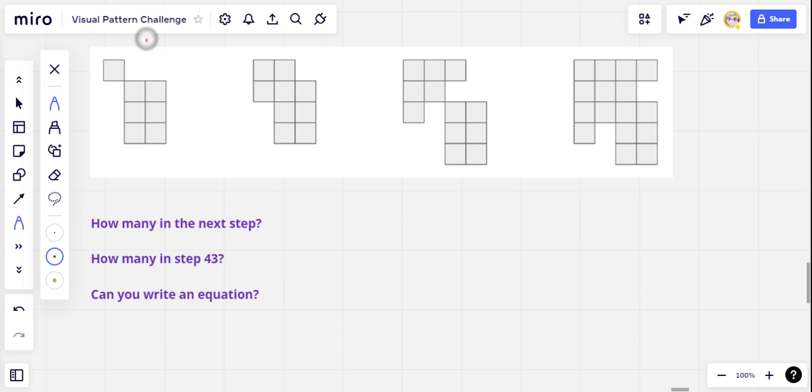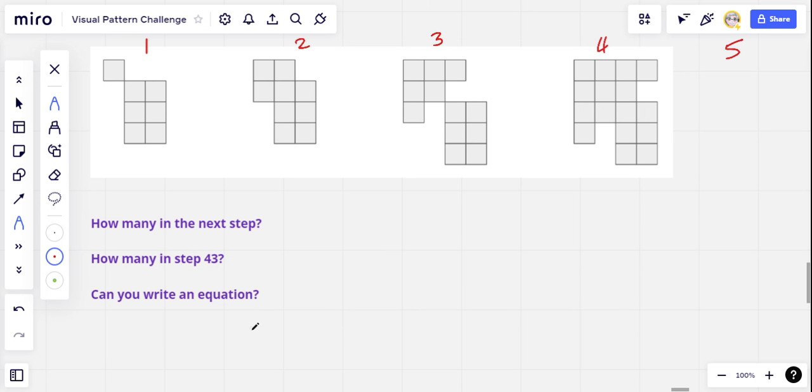Here is our pattern today. Here's step 1, step 2, step 3. They've given us step 4 today, and that's good because this is a tough pattern. Your challenge is to predict the number of squares in step 5. If you can do that, can you predict the number in step 43?